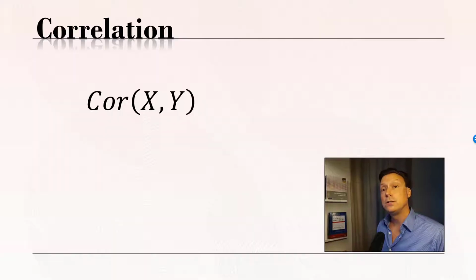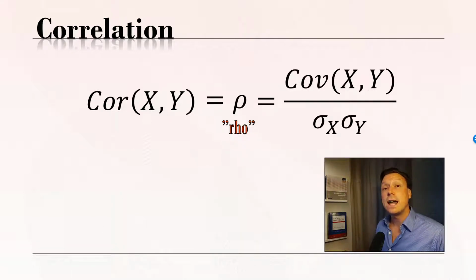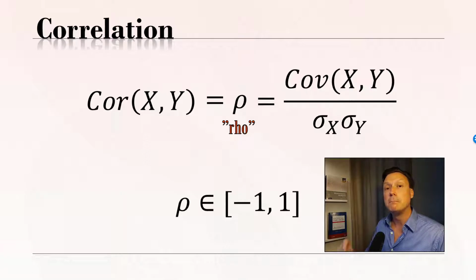The correlation between two random variables is often denoted with the Greek letter rho. The definition is that we take the covariance and then we just standardize the covariance with the respective standard deviation of the random variables. If we do that, we know that this measure will always be somewhere between -1 and 1, which means that the more positive and the closer it gets to 1, the more positive relationship we have. The more negative and closer to -1, the more negative the relationship is going to be.